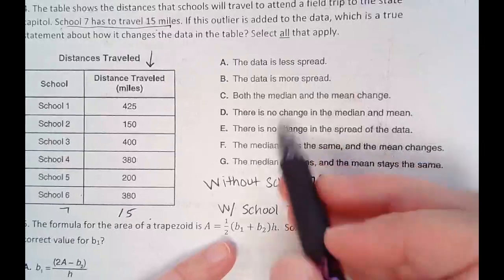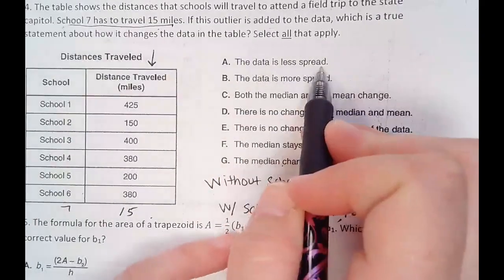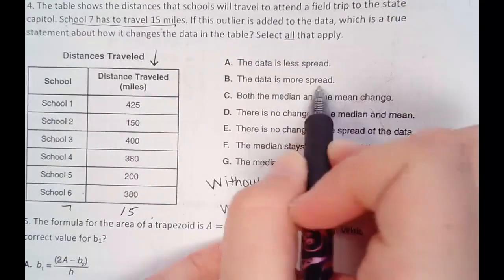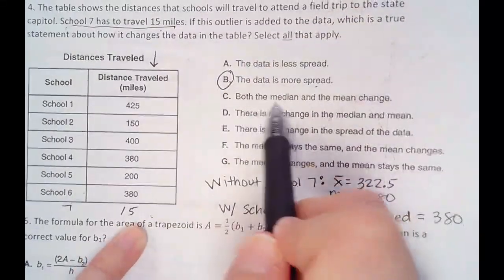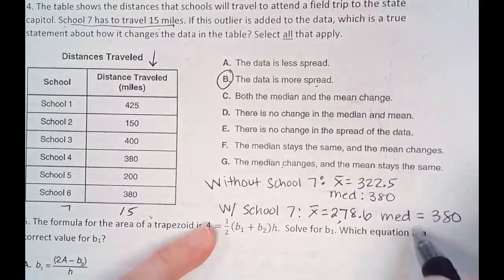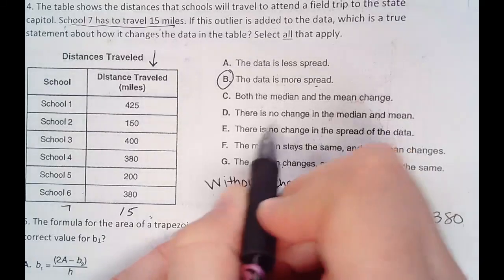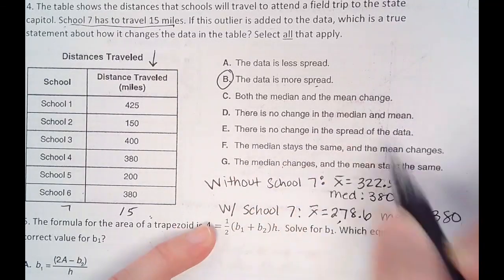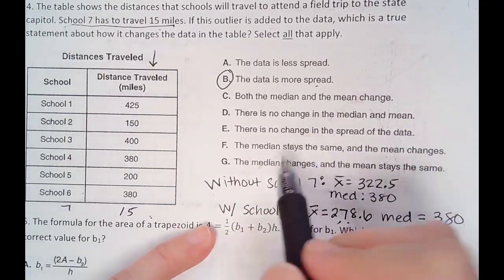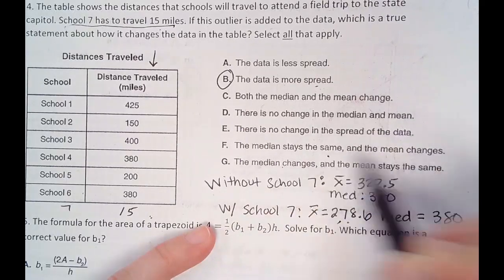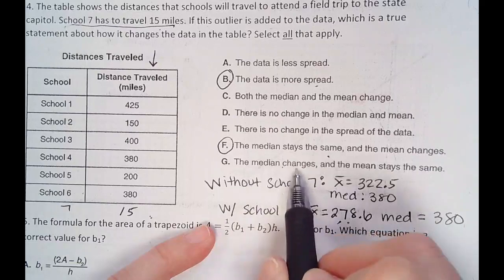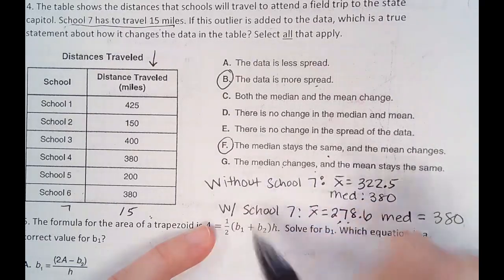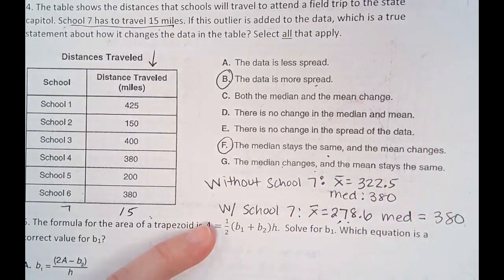So which of the following are true? The data is less spread, that's not true. The data is more spread with School 7, absolutely. Both the mean and the median changed, not true, the median did not change. There's no change in the median and mean, not true, our mean changed. The median stays the same and the mean changes, that is true. The median changes and the mean stays the same, that is not true. So we just have 2 answers here, B and F.